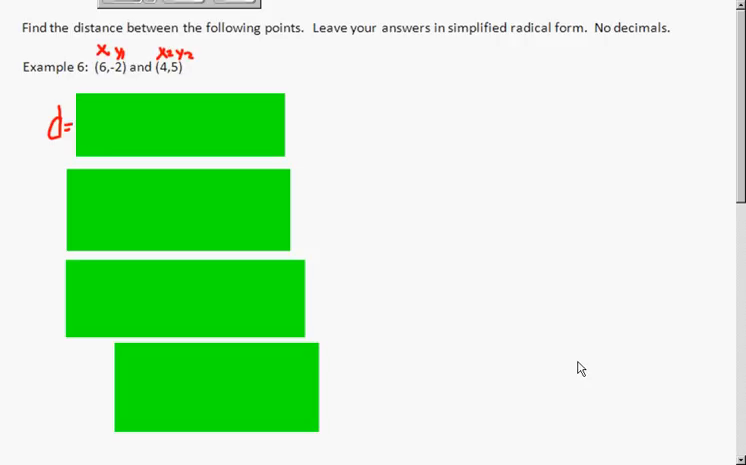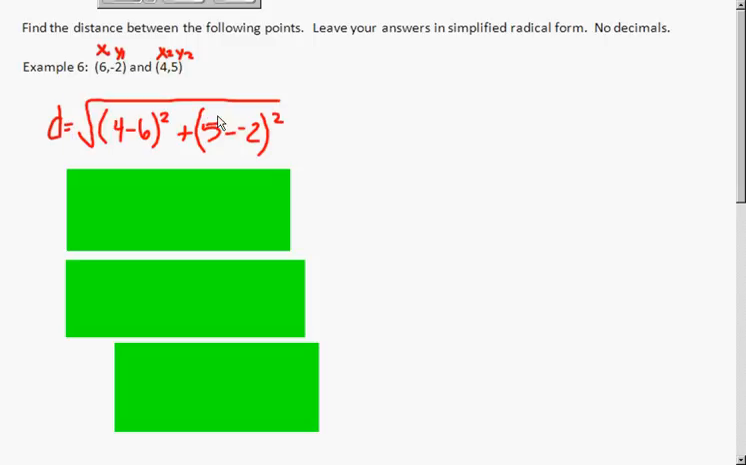The last two examples are very similar to examples 4 and 5. The only difference here is that we're going to leave our answers in radical form, meaning that we are not going to have any decimals. We are going to leave it as a square root. The biggest thing is, if you do have a square root, to make sure that what's inside of your square root is simplified. So in this first example, again, you use your distance formula.